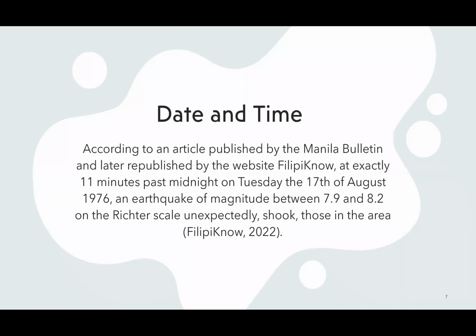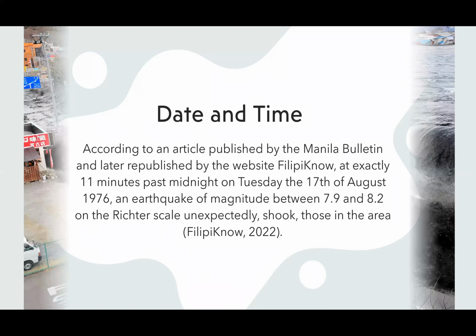Date and time. According to an article published by the Manila Bulletin and later republished by the website Filipino, at exactly 11 minutes past midnight on Tuesday, the 17th of August, 1976, an earthquake of magnitude between 7.9 and 8.2 on the Richter scale unexpectedly shook those in the area. Filipino, 2022.